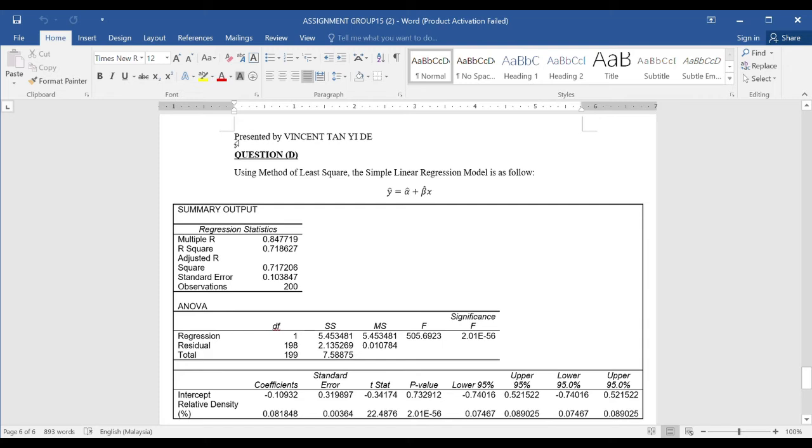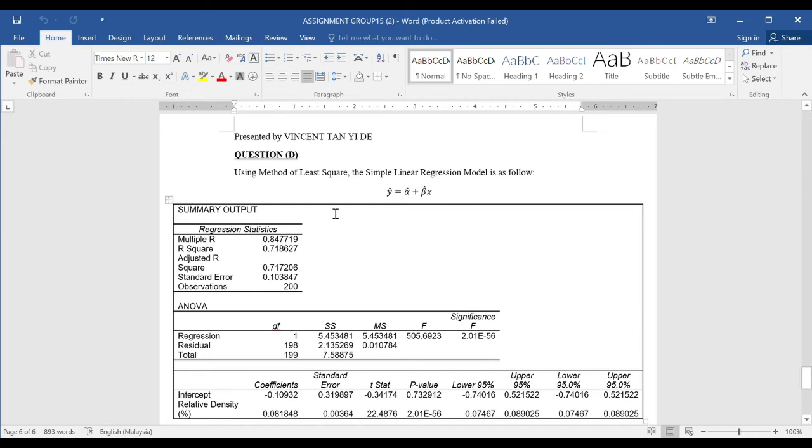Here is me, Vincent, who will present to you about question D. Based on the current data in December 2020, a prediction will be made to find the tensile strength for the lower relative density. So, by using the method of least squares of a simple linear regression model, an equation of y hat equal to alpha hat plus beta hat times x is made. The y hat represents the tensile strength and the x represents the relative density.